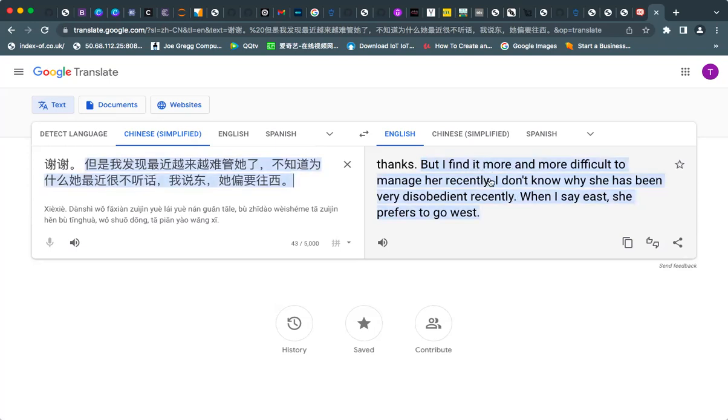Yes, same. You see that? This is a repetition. And when I say east, she prefers to go west. This is an idiom. Another reason I needed your help is that I saw this is sort of an idiom, and idioms have a way of how they're being said. I'm sure it has a rhythm to how it's said.